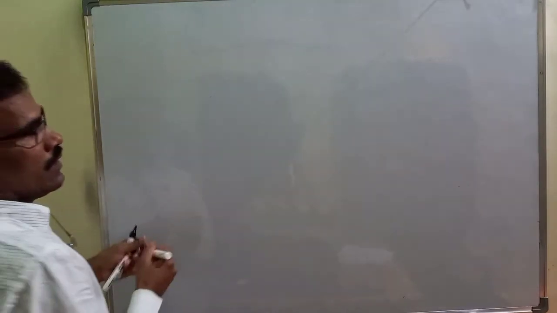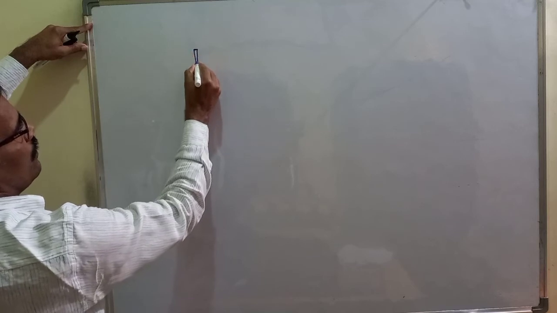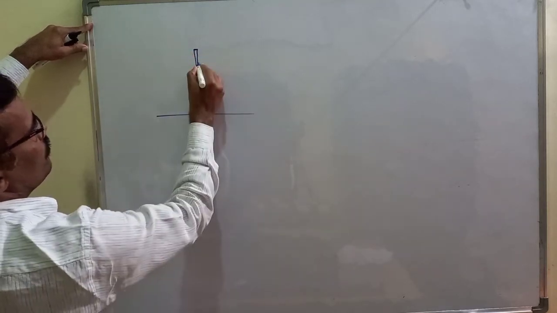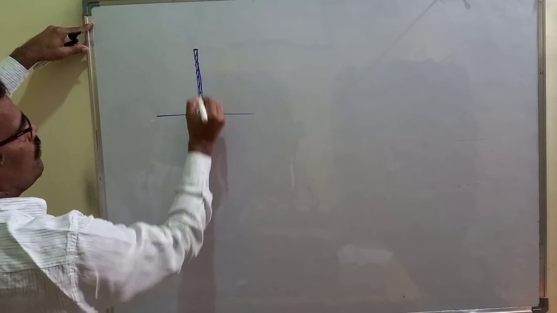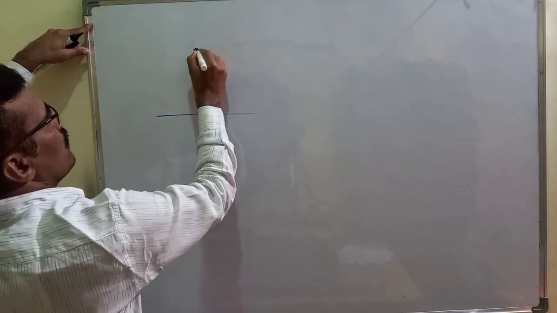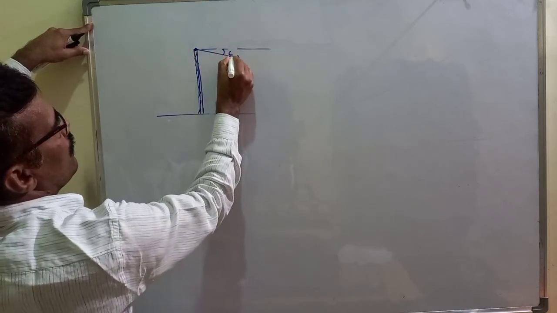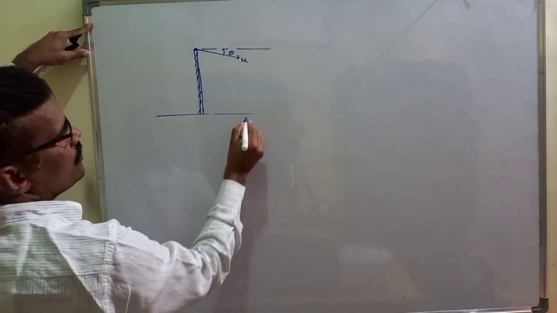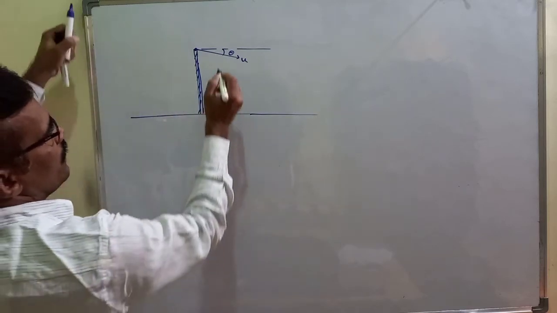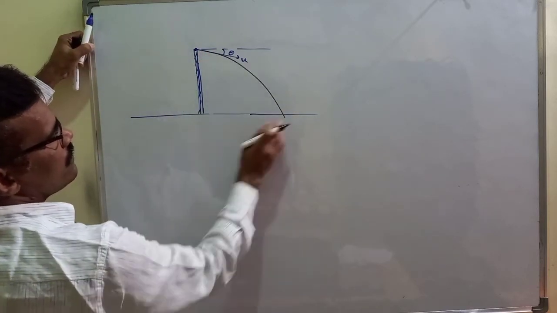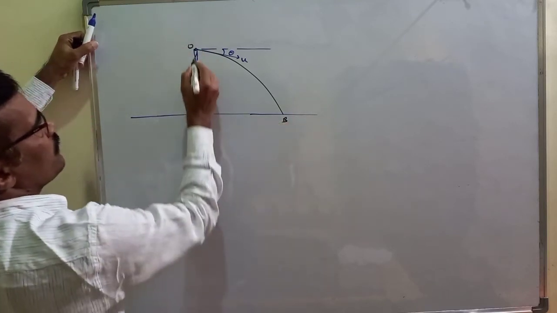Next, here same case. This is the top of the tower. We know that it is thrown with angle theta with the horizontal with initial velocity u. Then it is projected, so the path is like this. So we have the point of projection and the landing point.